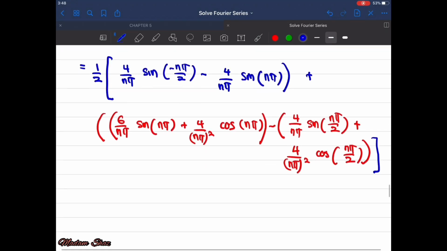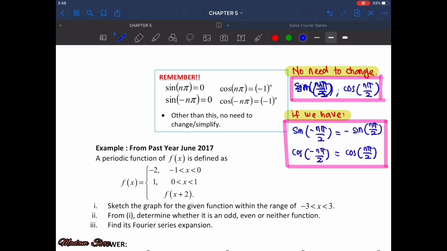So now you have to simplify. So before this, you have learned about sin n pi is equal to 0. Sin negative n pi is also equal to 0. Cos n pi is equal to negative 1 the power of n. Cos negative n pi is also negative 1 the power of n. So if we have sin n pi over 2 or cos n pi over 2, then no need to change. But if we have sin negative n pi over 2, this one will become negative sin n pi over 2. Whereby we move the negative inside the bracket to the front. So that's why there is no more negative inside the bracket.